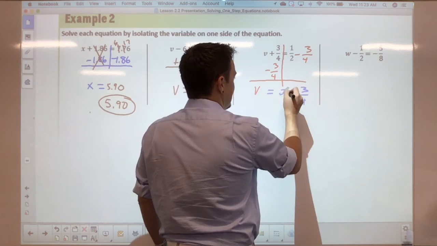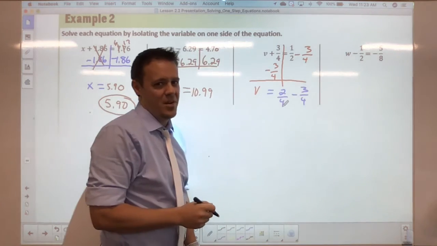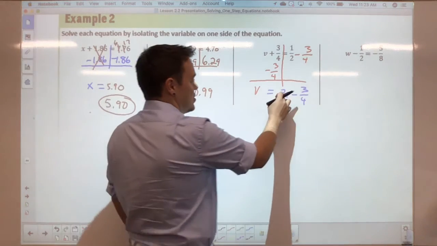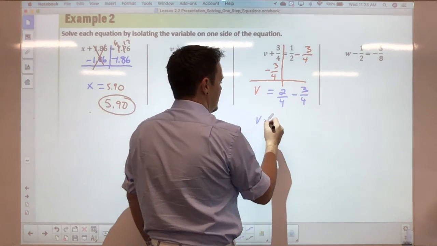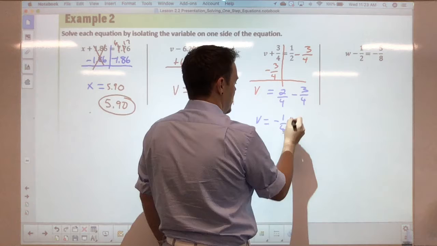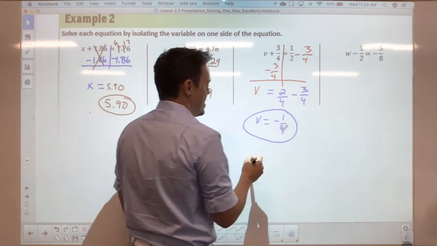And if not, here's a great lesson on remembering, right? And now you just combine the terms. So 2 minus 3 is a negative, so it's V equals negative 1/4, okay? I want you to work on the fractions part.